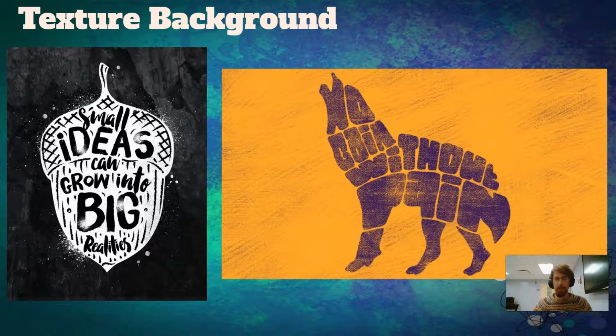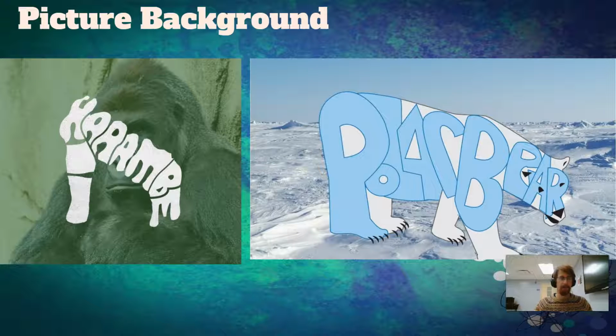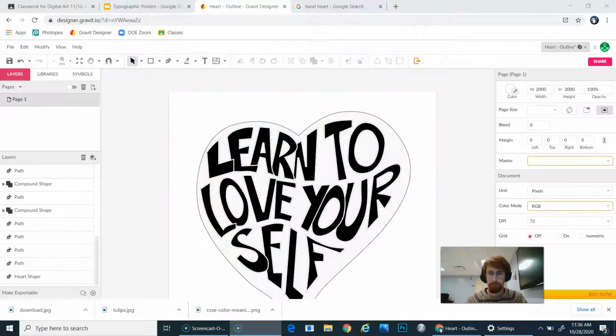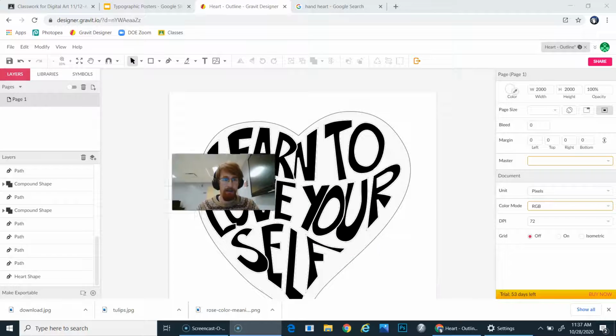And then the last and final way is adding some sort of picture background that matches the theme of the artwork or creates the natural environment that the animal or object would be in. So with that, I just want to switch over to Gravit and show you how to do each one of these designs. Alright, so we are here in Gravit.